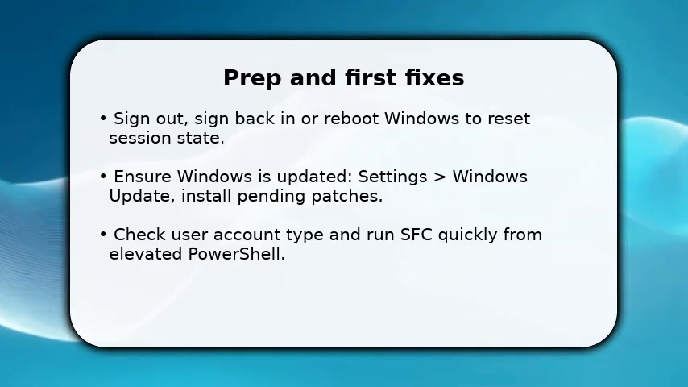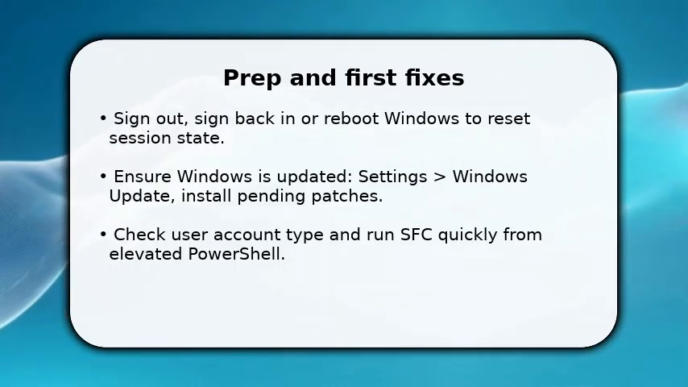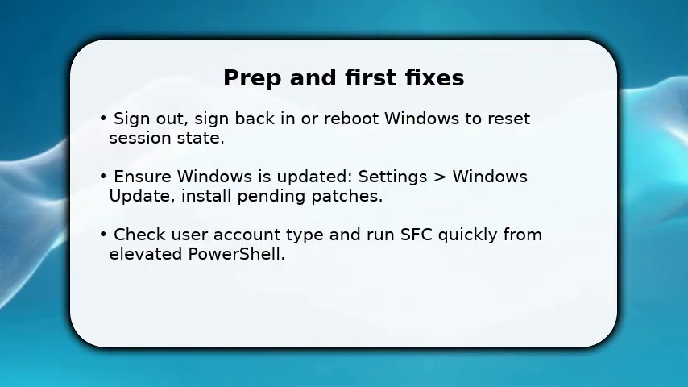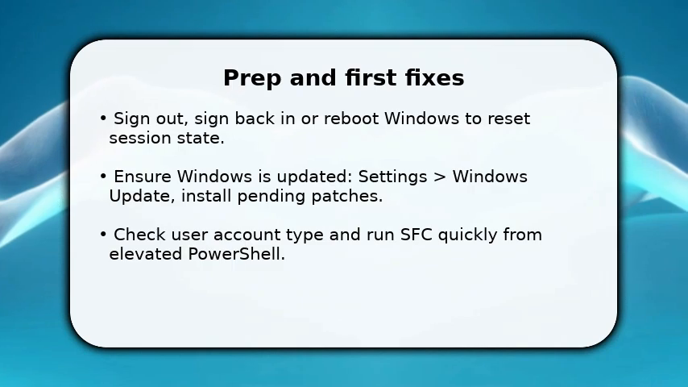Next, open an elevated PowerShell or command prompt. Run sfc /scannow to repair corrupt system files. This scans and replaces damaged components that the Start menu depends on. Make sure you run PowerShell as administrator, then let the scan finish before proceeding to more invasive steps.